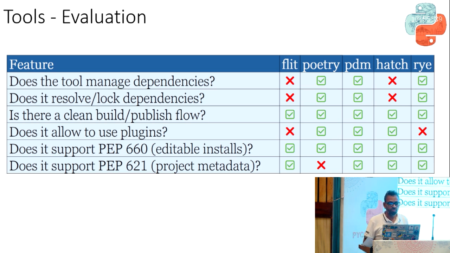And does it support PEP 621 project metadata? I think Poetry is the one that has its own metadata and doesn't take it from project metadata, but all the other tools do support it.